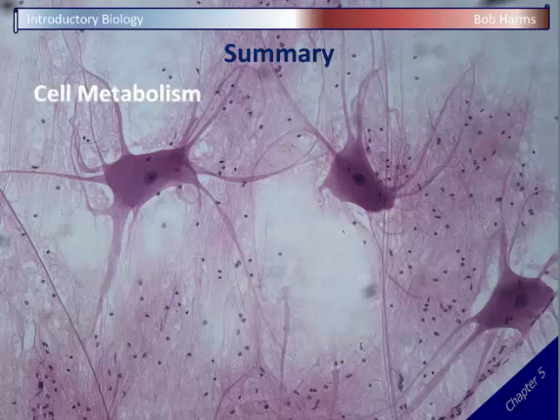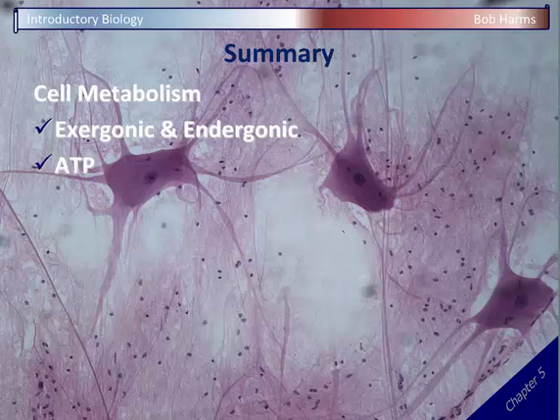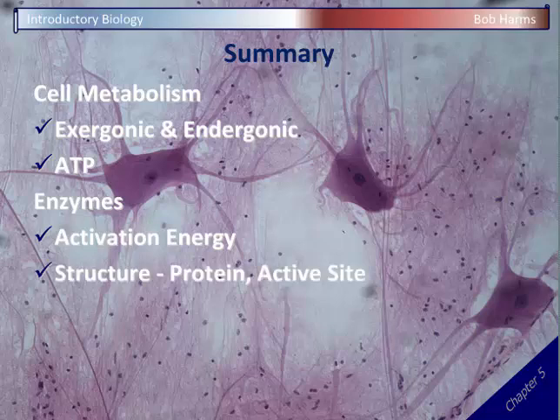Wrapping things up, we went over cell metabolism. We compared those exergonic and endergonic reactions, and we looked at ATP, not only the importance of ATP as an energy source, but also as that chemical that's going to allow your reactions to be coupled or linked together. And then we spent most of our time talking about enzymes. Remember that activation energy, the energy to get the reaction started. Enzymes are going to lower that activation energy.